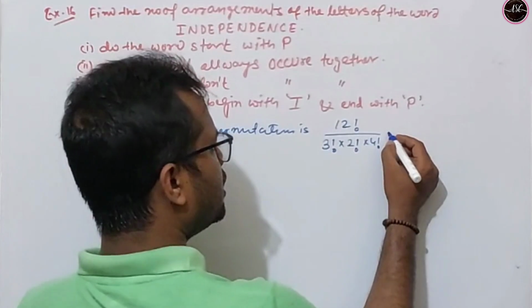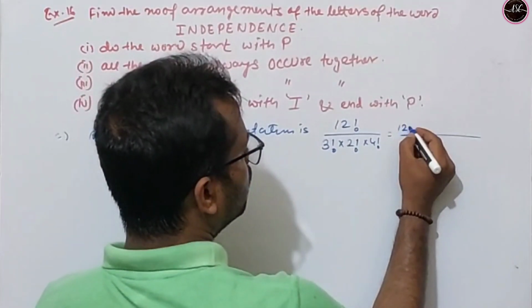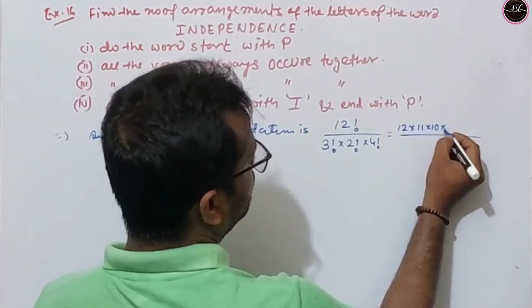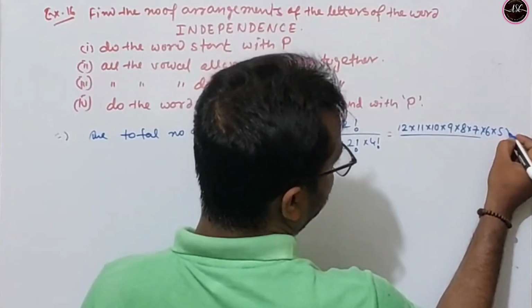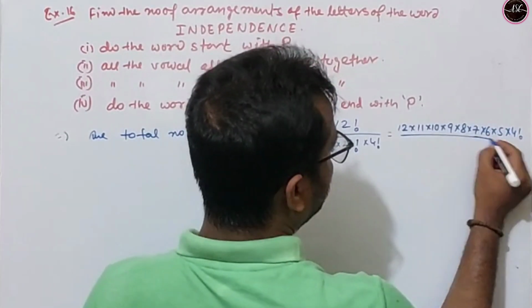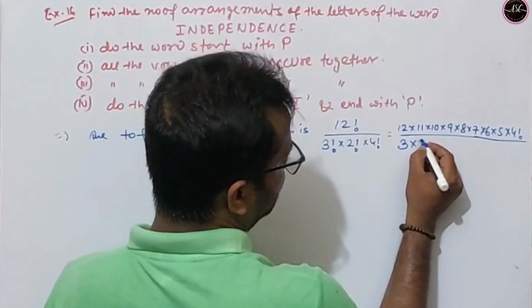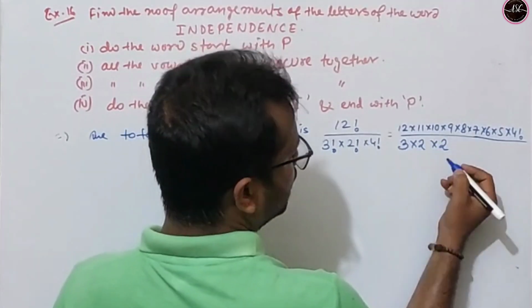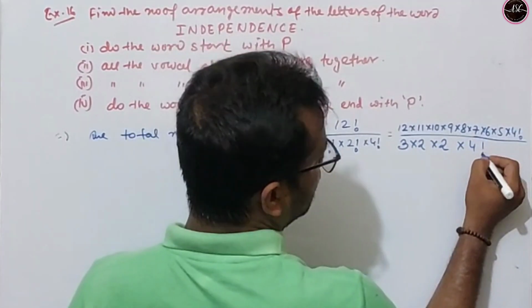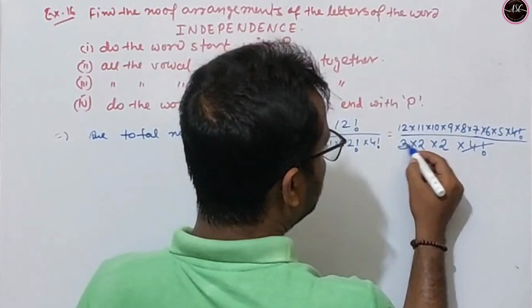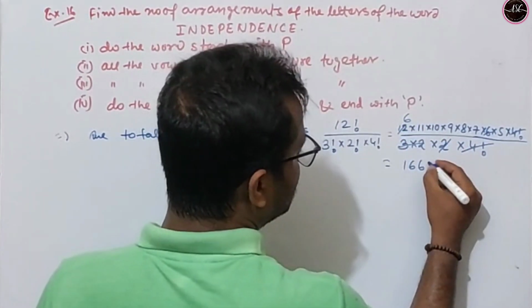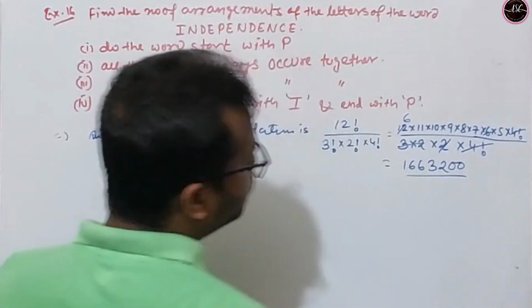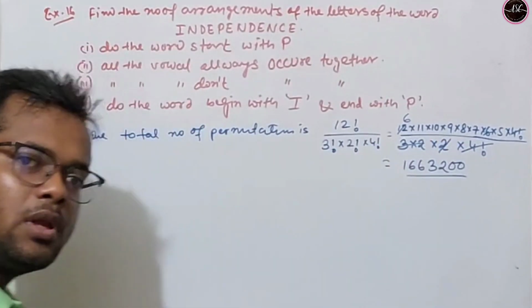So just solving this, we get 12 into 11 into 10 into 9 into 8 into 7 into 6 into 5 into 4 factorial, divided by 3 factorial into 2 factorial into 2 factorial, equal to 3 into 2 into 2 into 1 into 4 factorial. Just cancel out these two. We get 3, 2, 6 will be cancelled out, and here 6 will be cancelled. 1, 6, 6, 3, 2, 0, 0. This is the total number of permutations.